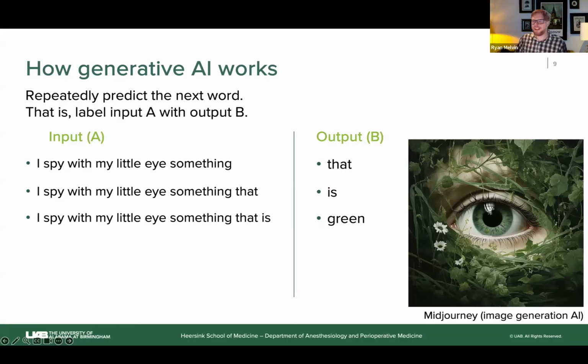We also have image generation AI. I gave it "I spy with my little eye something that is green," and this is what it came up with. That was a kind of neat thing. So now that you have a very basic understanding of what this is doing, I'd like to give you 2 mental models for how to think about these tools.